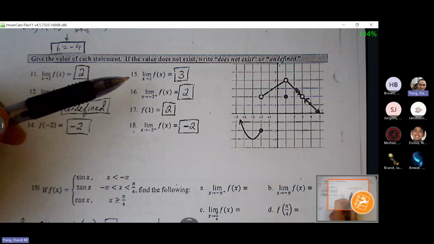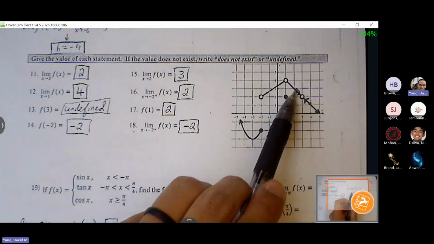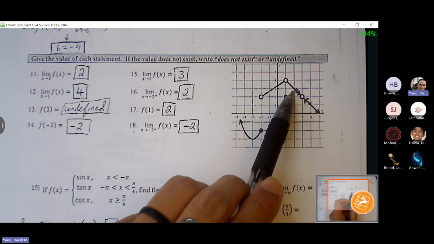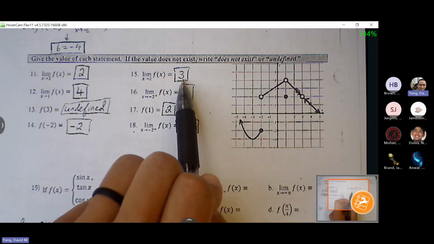Okay, we're looking for the full limit as x approaches 2. If I pick points on either side of 2 and draw arrows towards 2, they're both headed towards a y value of 3. So there's a consistent movement towards the same y value, so the limit is 3.